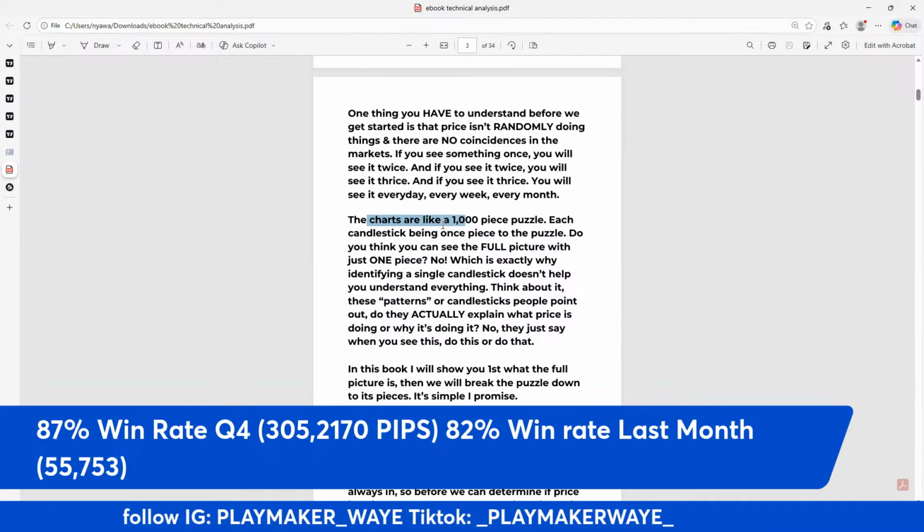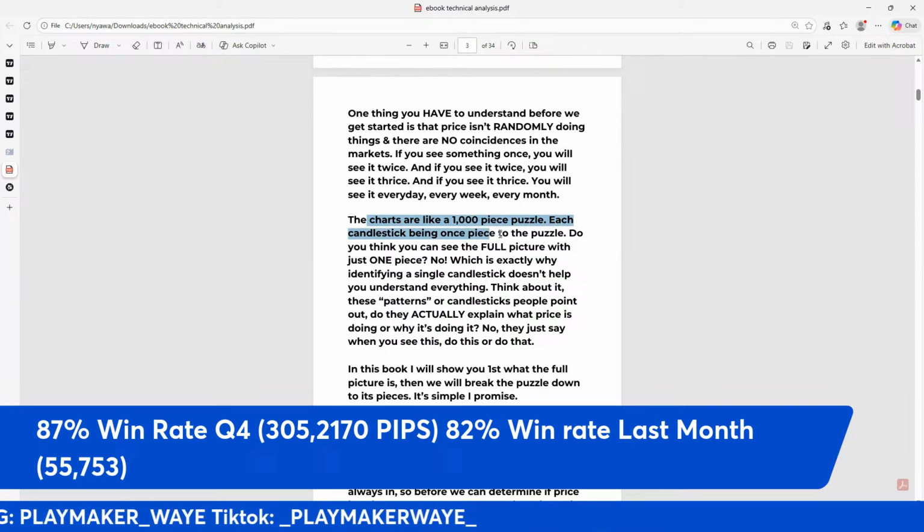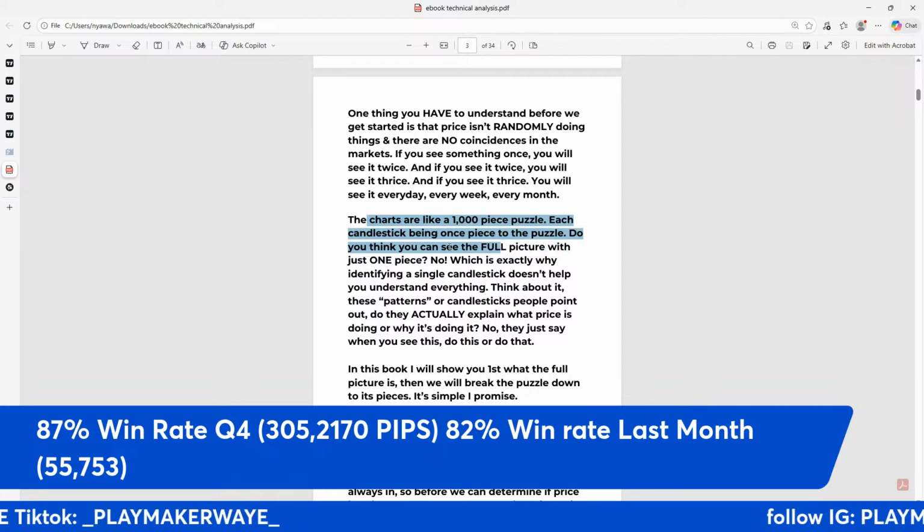Again, the charts are a 1,000-piece puzzle. Each candlestick being one piece to the puzzle. Do you think you can see the full picture with just one piece?